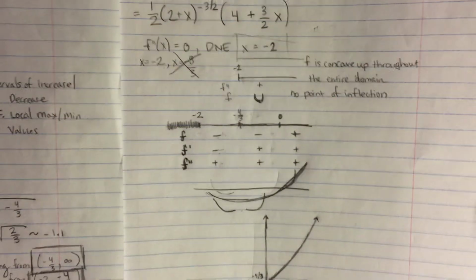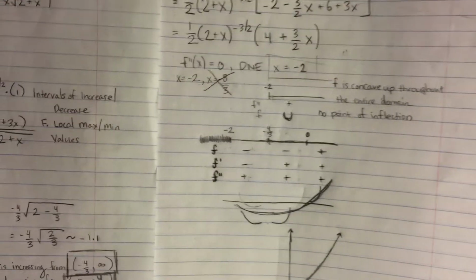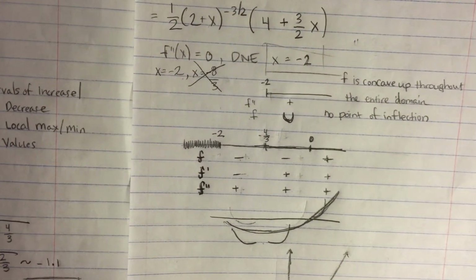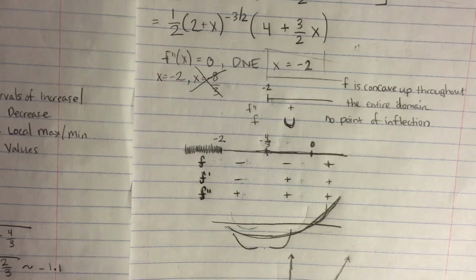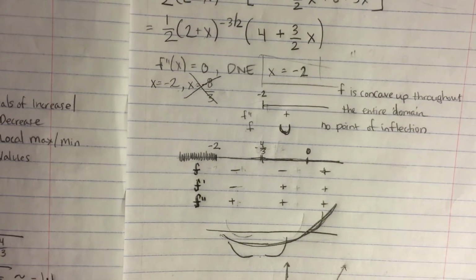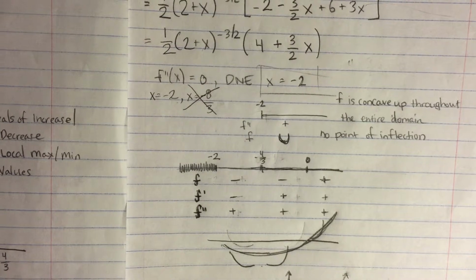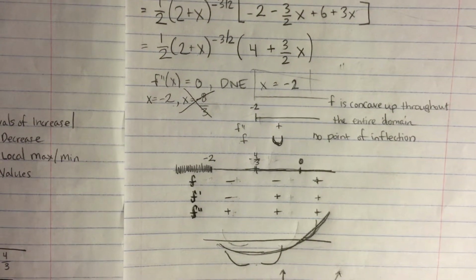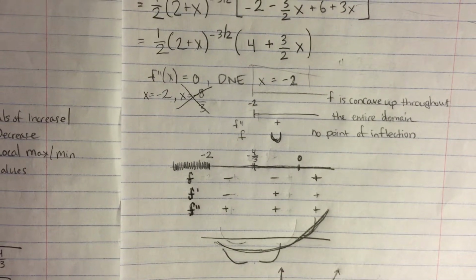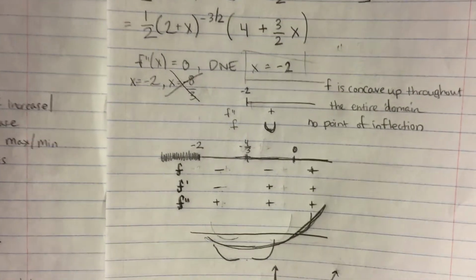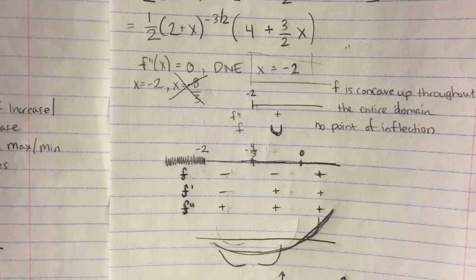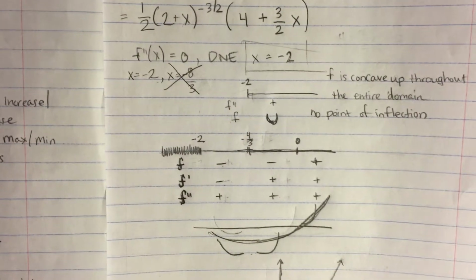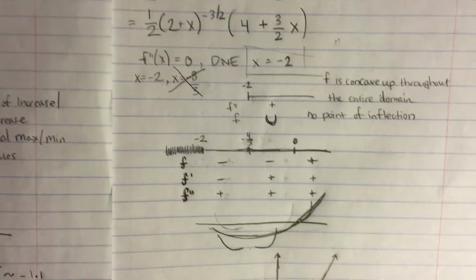Okay, we have our rough sketch here. From negative 2 to 0, the function is below the x-axis. From 0 to infinity, it is above. From negative 2 to negative 4/3, it is decreasing. From negative 4/3 to infinity, it is increasing. On the entire domain, it's concave up.